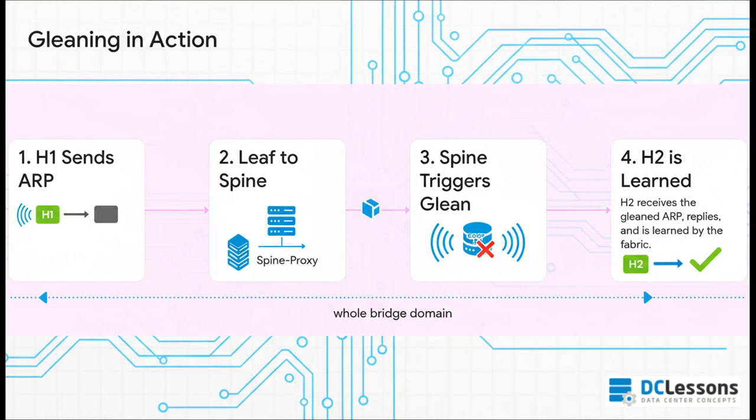So here's the play-by-play. First, H1 sends out that ARP request. The local leaf grabs it, sees it doesn't know about H2, and punts it up to a spine switch that acts as a proxy. The spine then checks its big master table of all the endpoints, which is managed by a process called COOP, and nothing. It can't find H2's IP. That's the trigger. The spine takes over, generates a brand new ARP request, and sends it out across the bridge domain. H2 finally gets this ARP, sends a reply, and boom, the fabric now knows exactly where H2 lives.